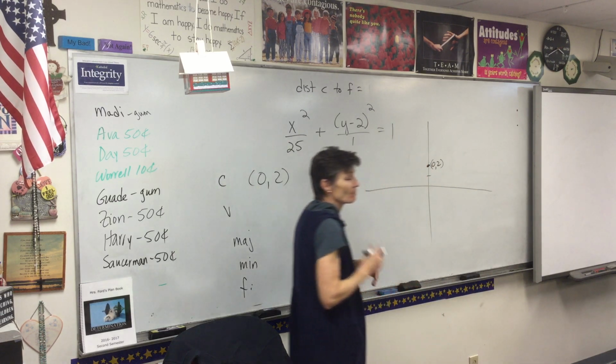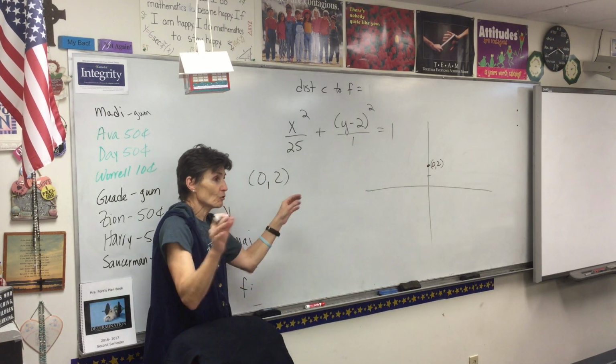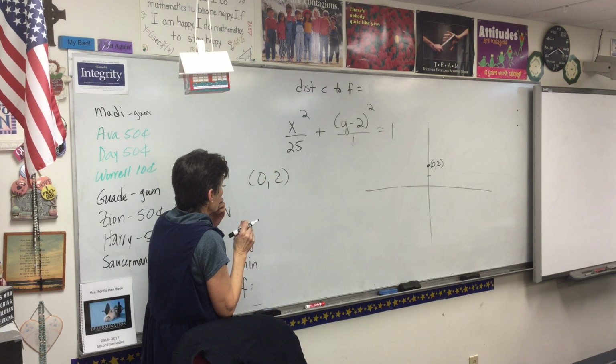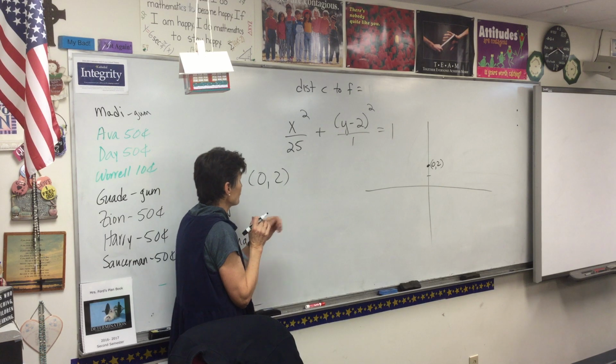Everything is starting from that point. All your counting is going to be starting at (0, 2). All right, so let's see. Let's find those vertices.